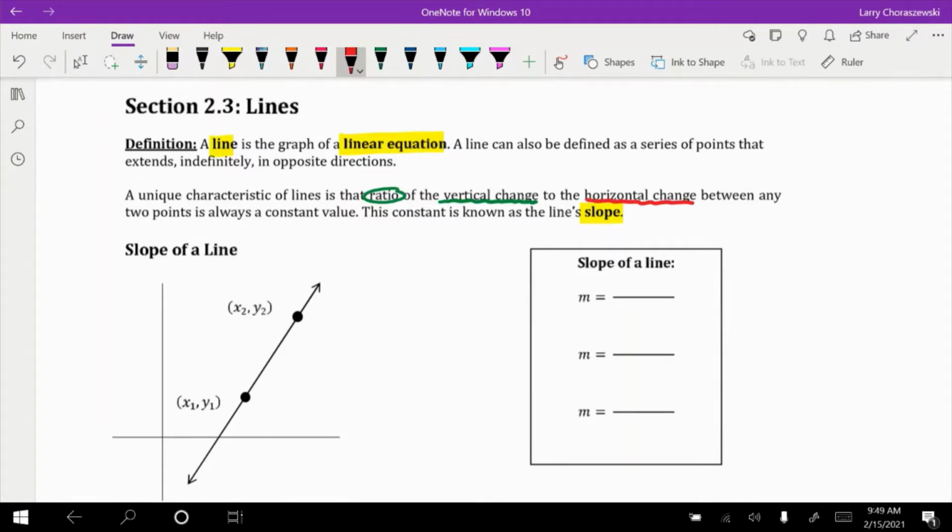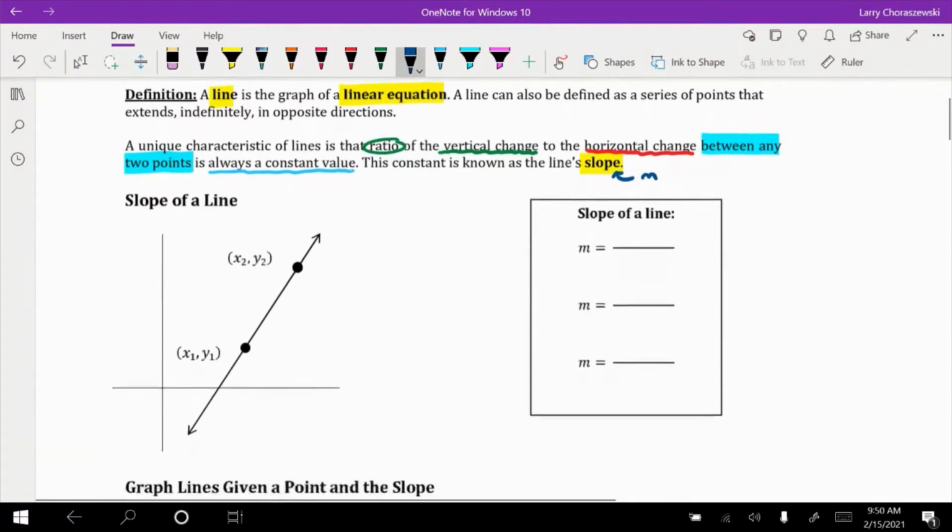These changes are calculated by taking 2 points that are on the line, and it can be any 2 points. This ratio of the vertical change to horizontal change between any 2 points will always give you the same number. And that's why it says here it is always a constant value. This constant value, the number that you get when you form these ratios, is known as the line's slope, and we typically indicate that with the letter m.